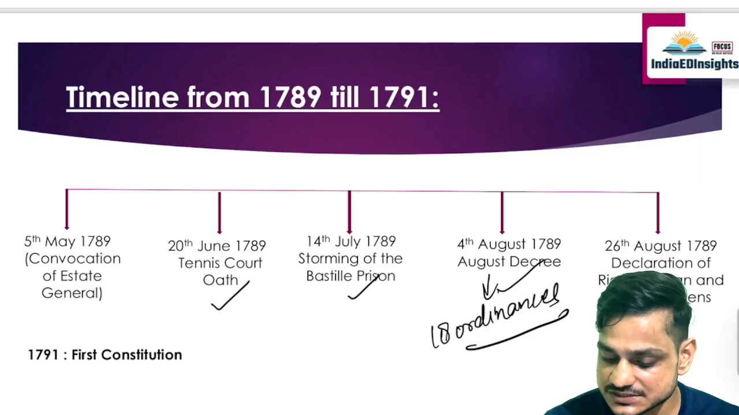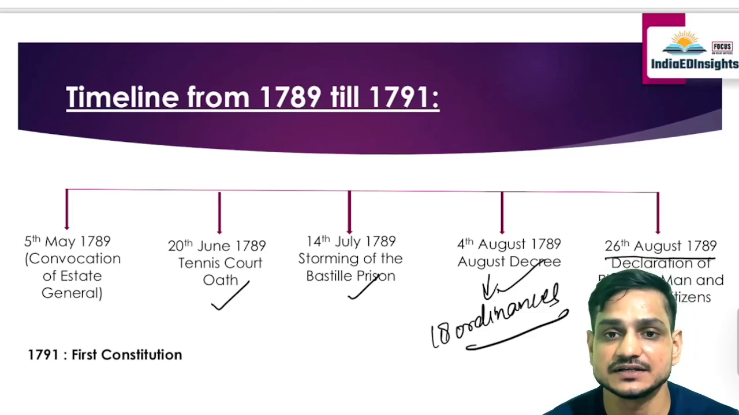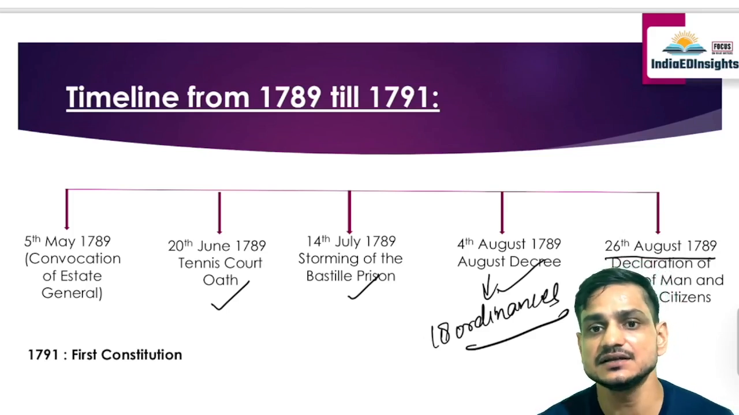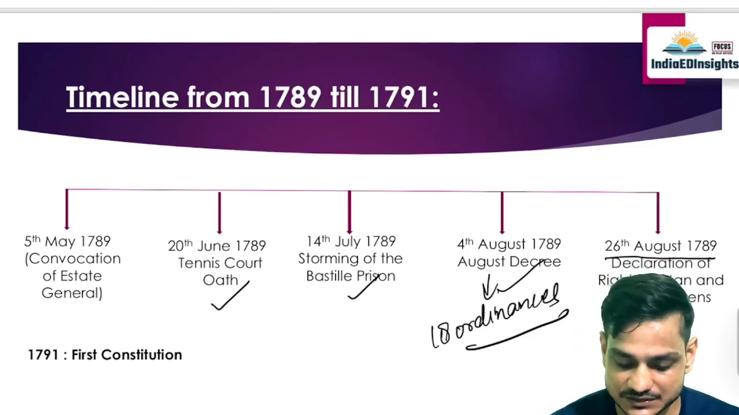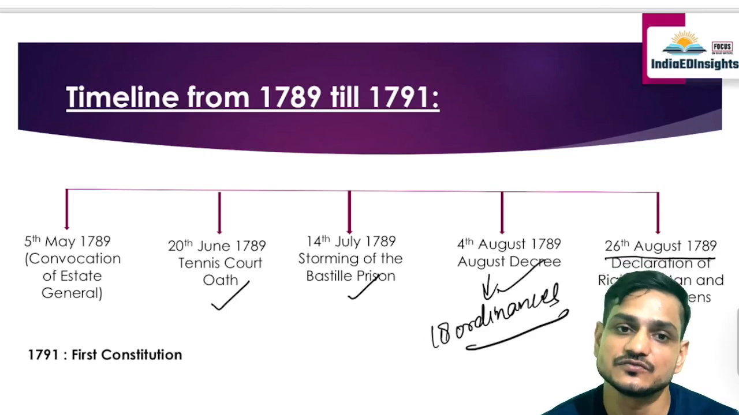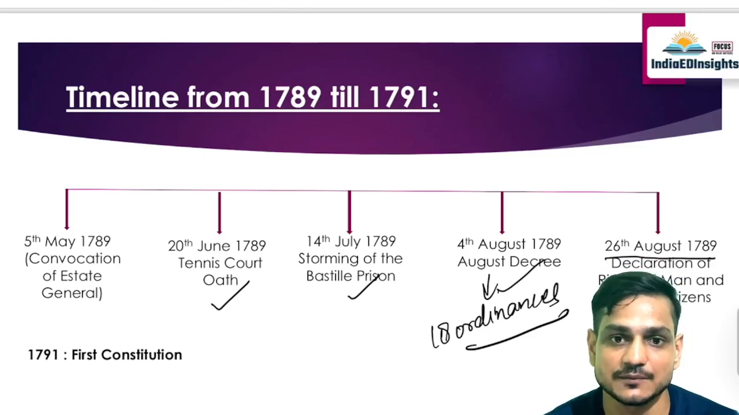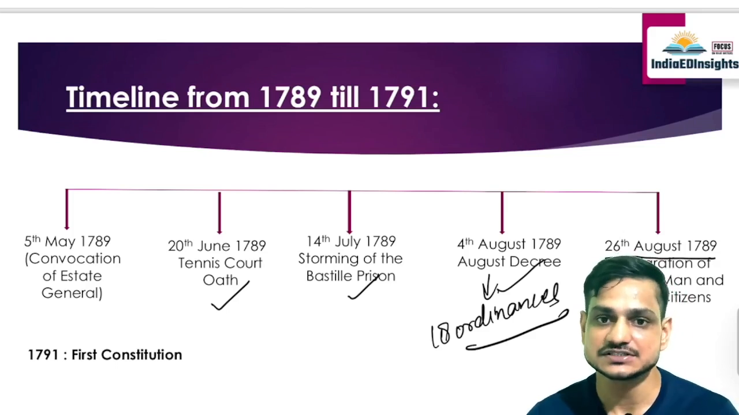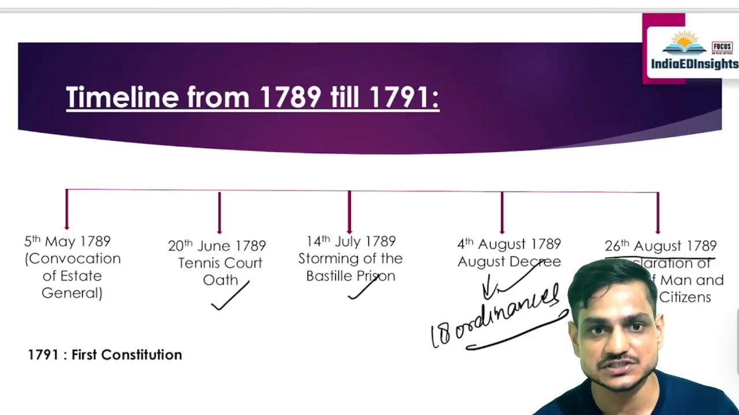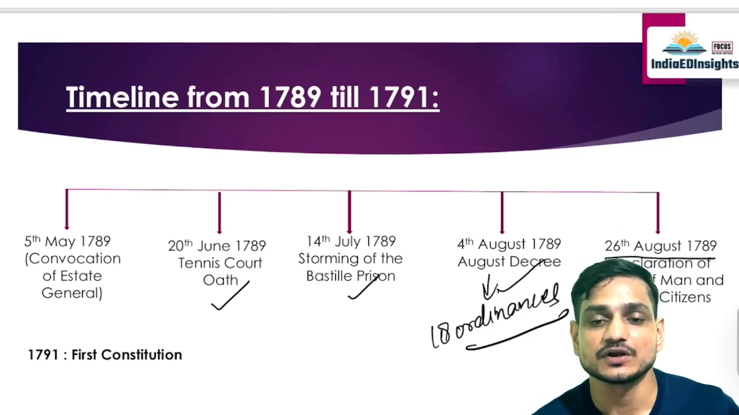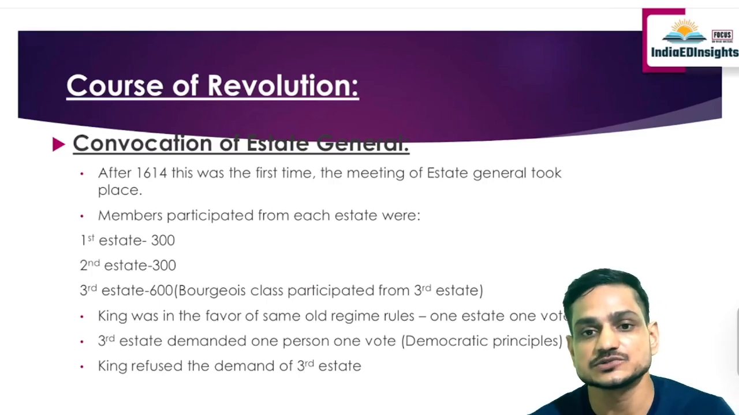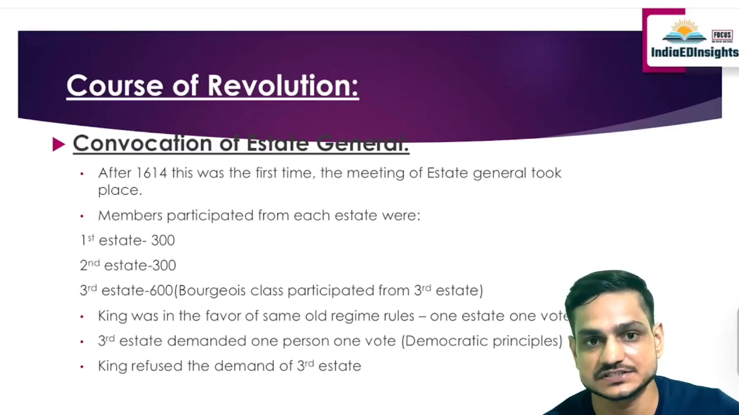On 26th August 1789, what happened? The National Assembly declared certain rights for man and citizen. And then in 1791, the first constitution of France came into picture. We will discuss all these events one by one. First, we will begin with what happened during the convocation of the States General. In the course of the French Revolution, the first event is the convocation of the States General.